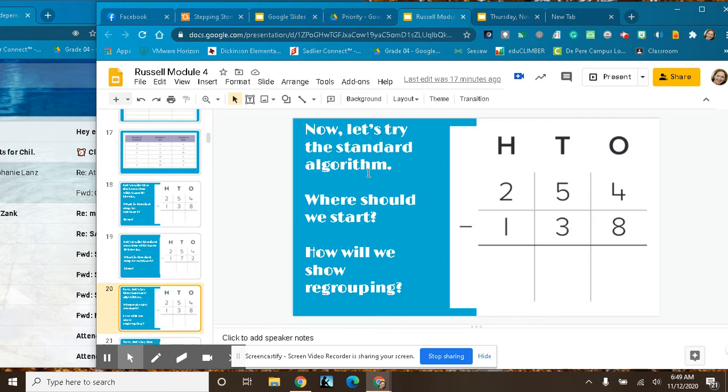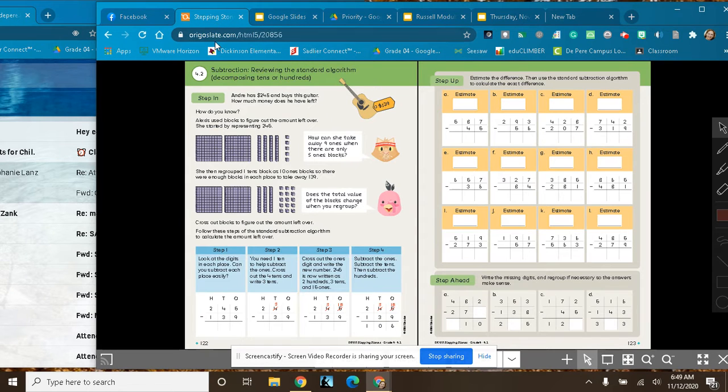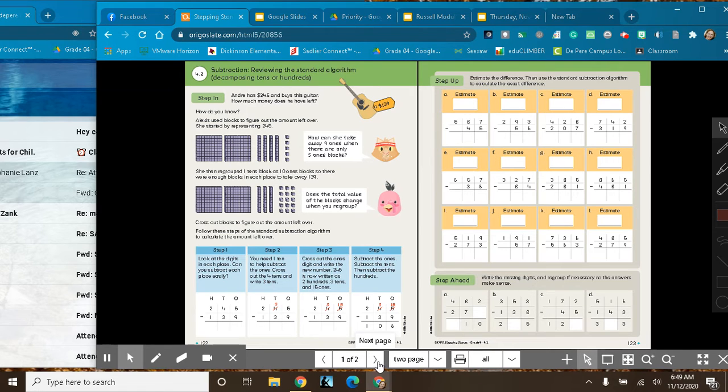And we talked about where we would start. I want you to take a look at the Math Journal pages because I think it describes it really quite well. So let's look at one page at a time.